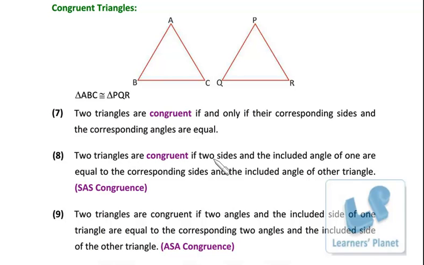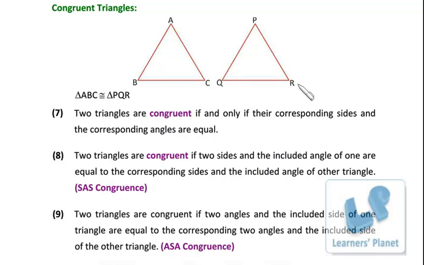Two triangles are congruent if two sides and the included angle of one are equal to the corresponding sides and included angle of the other triangle, then we call it SAS congruence. Then two triangles are congruent if two angles and the included side are equal. Suppose angle B is equal to angle Q and angle C is equal to angle R and BC is equal to QR, then also the two triangles will be congruent, right? Angle B is equal to angle Q, angle C is equal to angle R, and the third thing is BC is equal to QR.